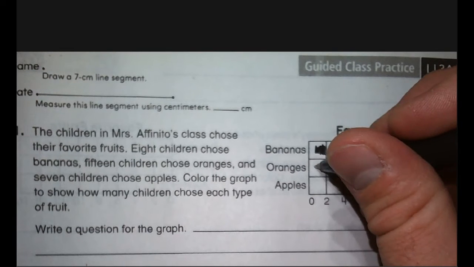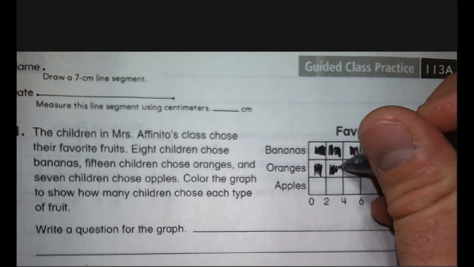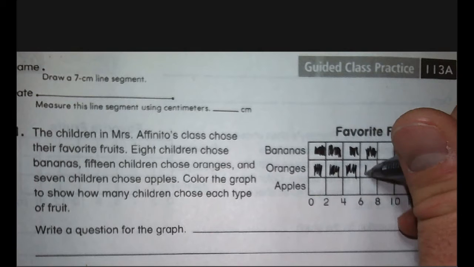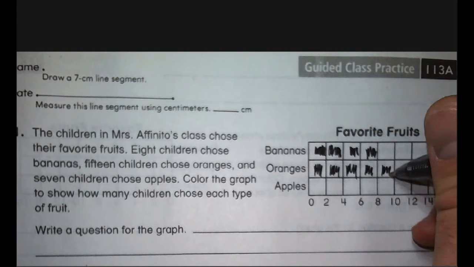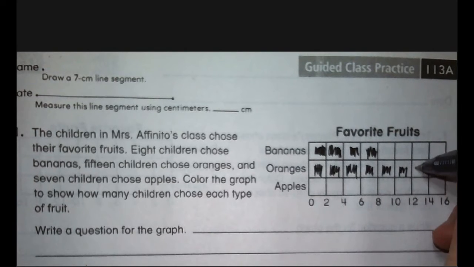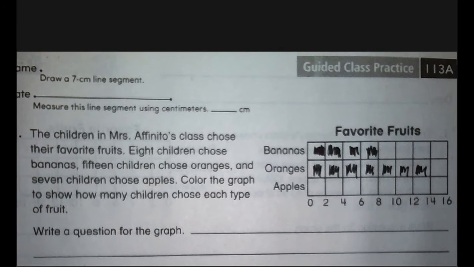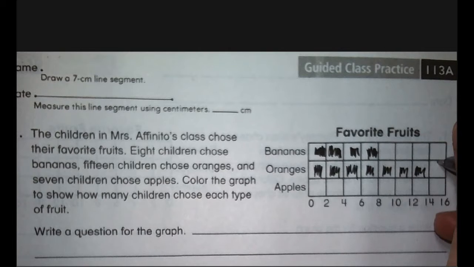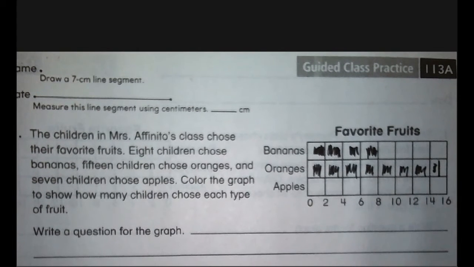2, 4, 6, 8, 10, 12, 14. Now, this is the square right here we're going to only color half of. So I'm going to even split it in half just like that and color that side. That shows 15 people chose oranges. And then our last fruit is apples. And it says 7 children. Right here, 7 children chose apples.